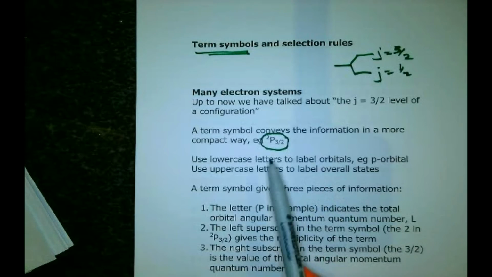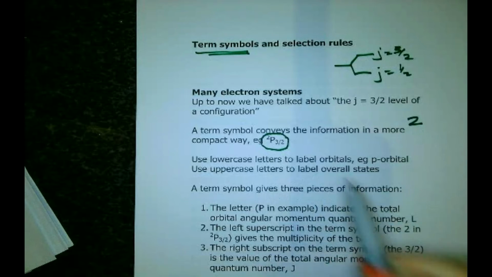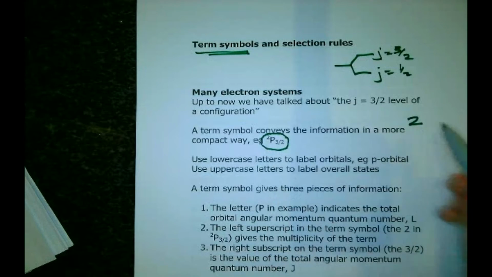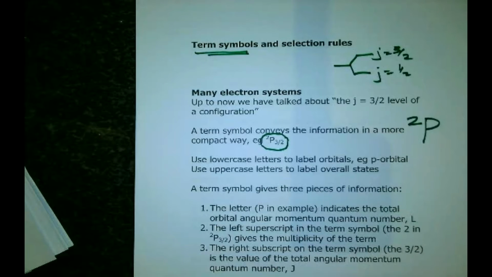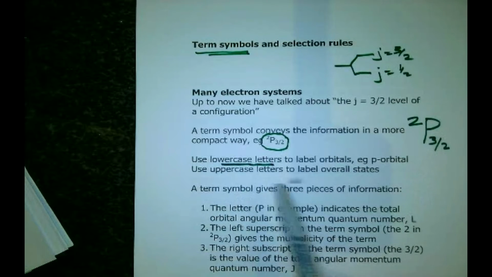At this stage I know it doesn't mean anything, but just look at what we have. We have some kind of superscript on the left side. Then we have an uppercase symbol, and then we have a subscript on the right. I'm going to explain to you what each of these means and how you get these for a specific configuration. Now we know that we use lowercase letters to label orbitals. So we have a p orbital or a lowercase s orbital, etc.